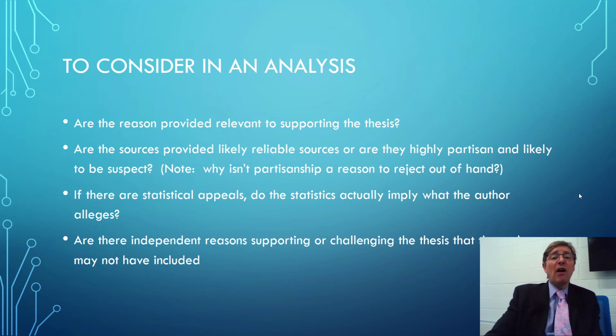Are the reason or reasons provided relevant to supporting the thesis? If there's a whole lot of irrelevant information in an essay, that might count against the larger argument's credibility. Are the sources provided likely reliable sources, or are they highly partisan and likely to be suspect? Now, frequently, strong partisans will take information from like-minded sources. Simply because they're like-minded sources doesn't mean that they're automatically problematic. However, strong partisans are already likely to psychologically hold particular points of view. They are likely to look for information that confirms the viewpoints that they already hold, and they are likely to conveniently overlook or ignore any kind of contrary information or positions.